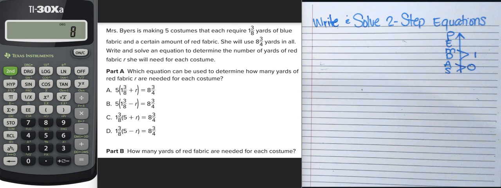Which equation can be used to determine how many yards of red fabric are needed for each costume? That is part A. And then part B, they want us to tell them how many yards of red fabric will be needed for each of the costumes.